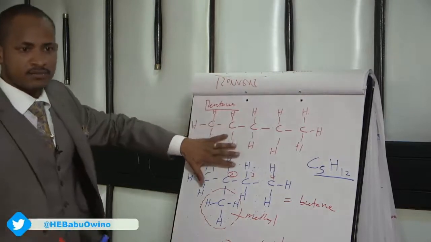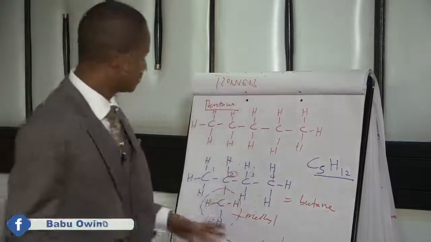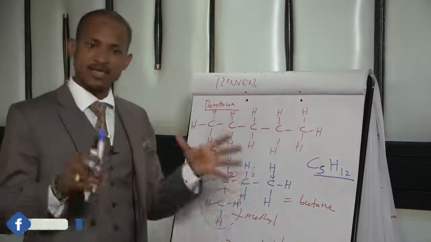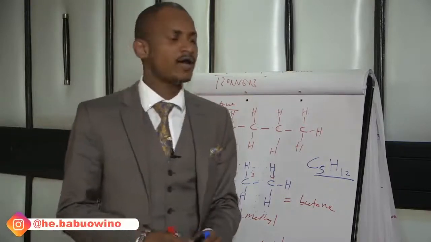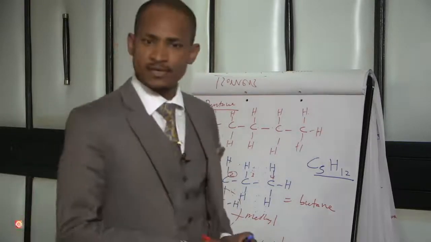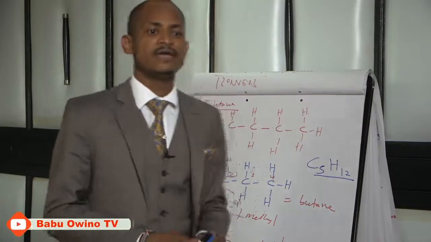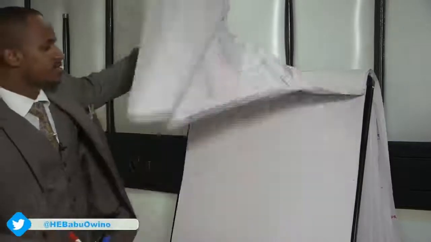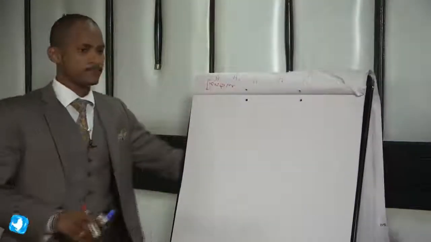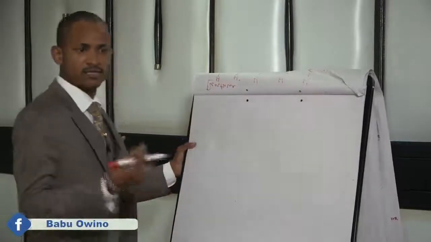So class, from here, the first assignment before we finish, I want you to get all the isomers of hexane, all isomers of heptane, all isomers of octane, all isomers of nonane, and all isomers of decane. That is our assignment for today. As I finish the class, I finish it with the chemical properties. This will take only 2 minutes.